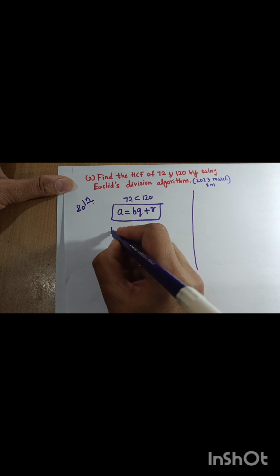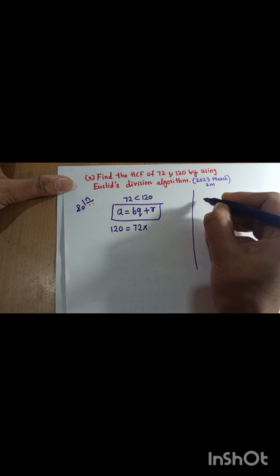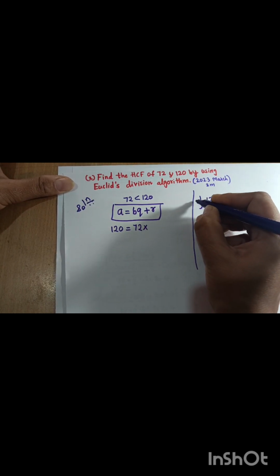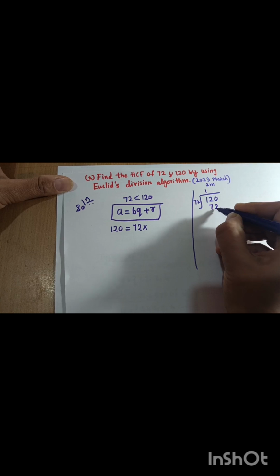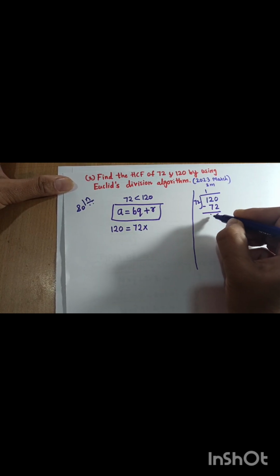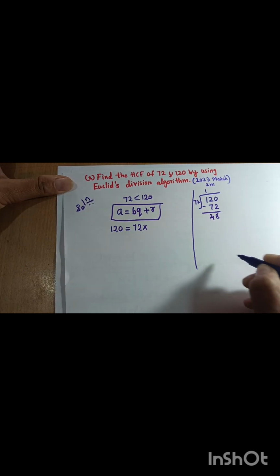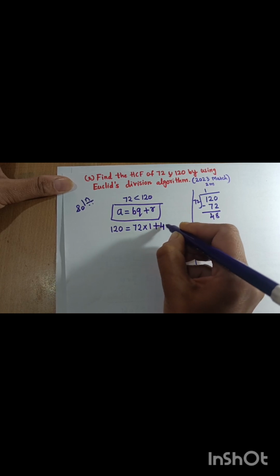So here you take 120. 120 is bigger, na? So divide by the 72 table. 72 ones are 72, 72 twos is 144, which comes more. So 72 ones are 72 only I'll take. So minus it. What is the remainder of that? 8. 12 less 8 means 4. 48 is the remainder. Means 72 ones are 72 and 48 is the remainder.